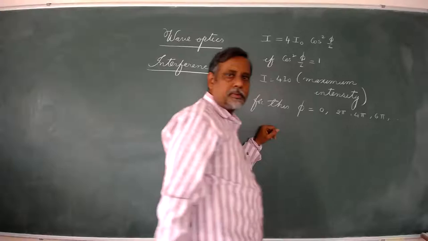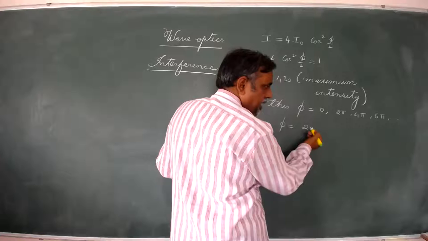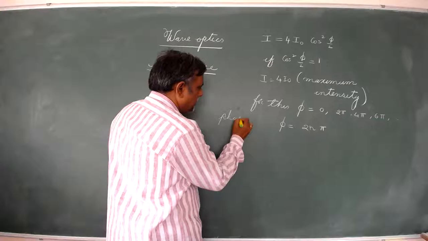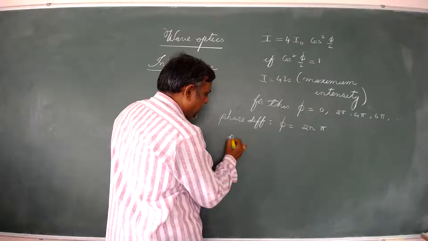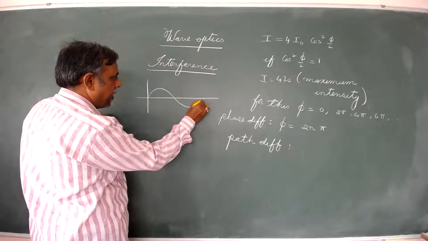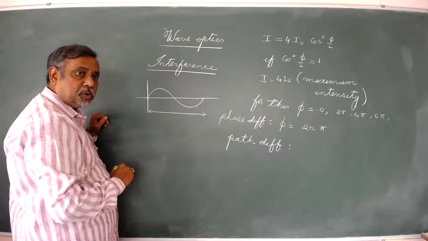Are you clear with these values, how I have taken them? Now phi, which is the phase difference, is equal to even multiples of pi. This is called phase difference. Now, path difference also we need to discuss. What do you mean by path difference? When the wave is propagating like this, these are two particles which are in the same phase. From here to here, one complete cycle gets over, so the phase difference is 2 pi.